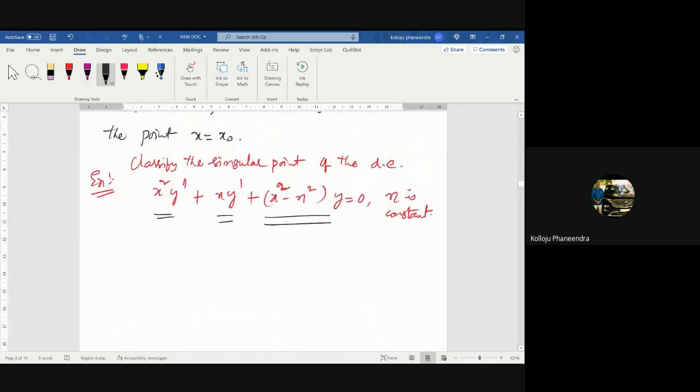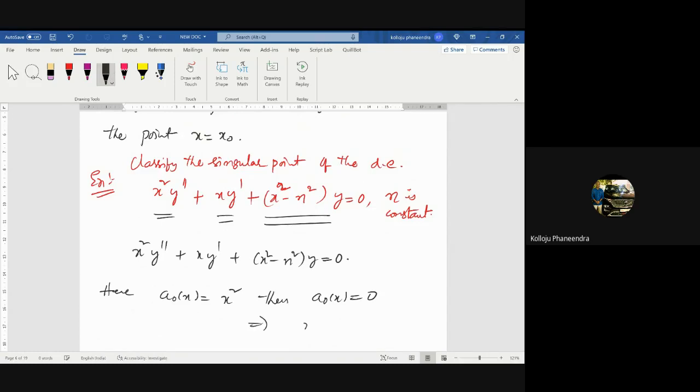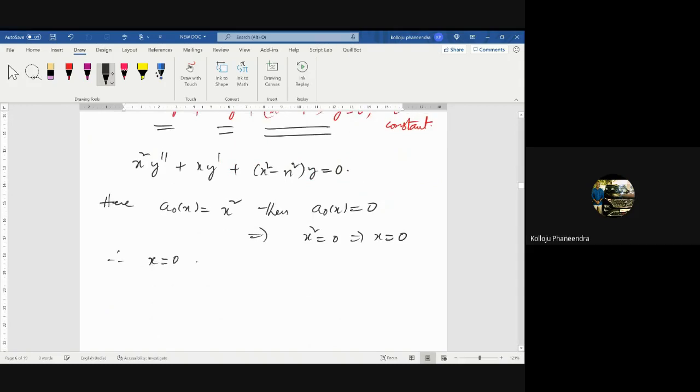Now coming to this one, classification of the singular point. First, what is the differential equation? x square y double dash plus x y dash plus (x square minus n square) y equal to 0. First, identify the singular point. Here a naught x equals x square. Then a naught x equal to 0 implies x square equal to 0, that means x equal to 0. Therefore, x equal to 0 is the singular point. That is fixed.